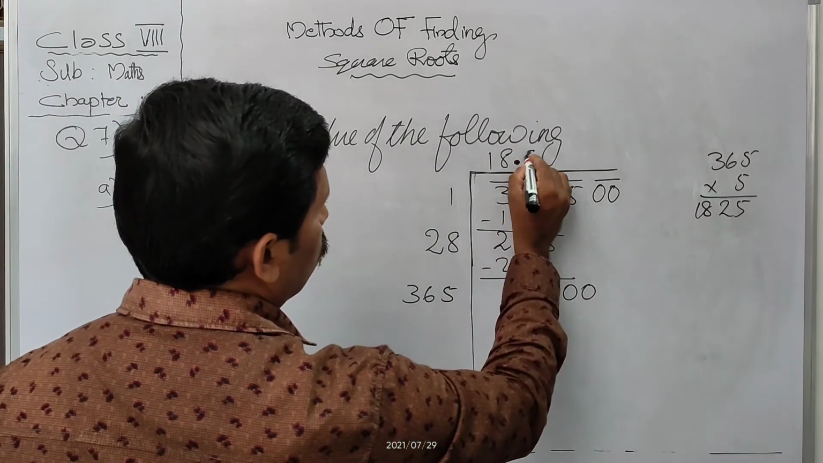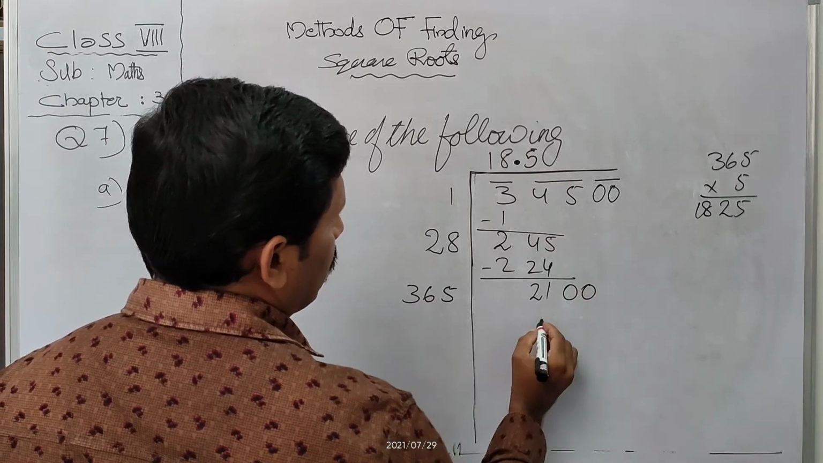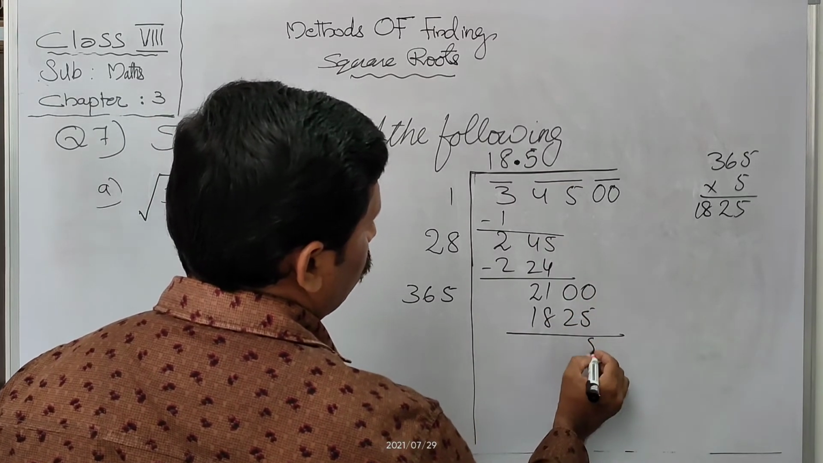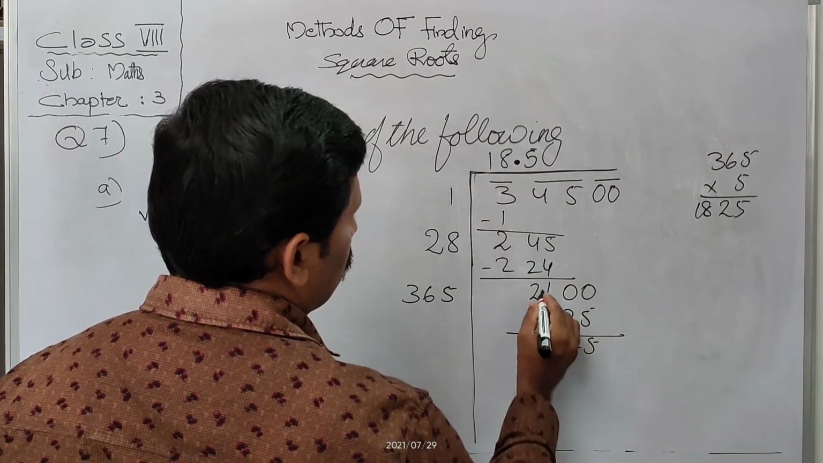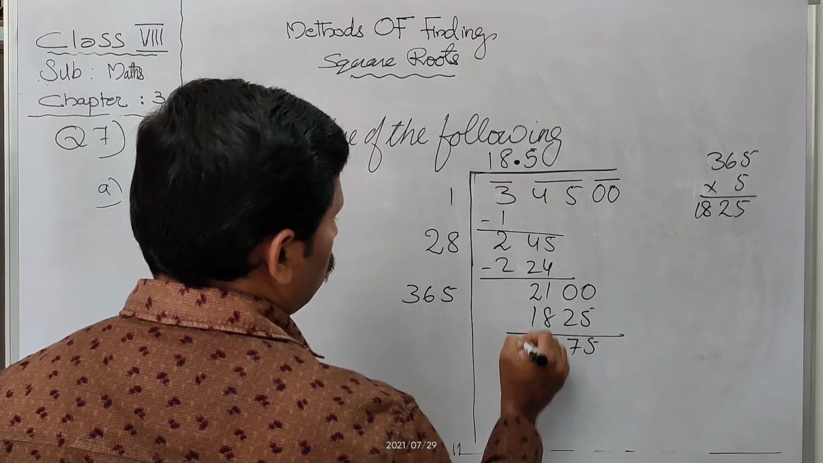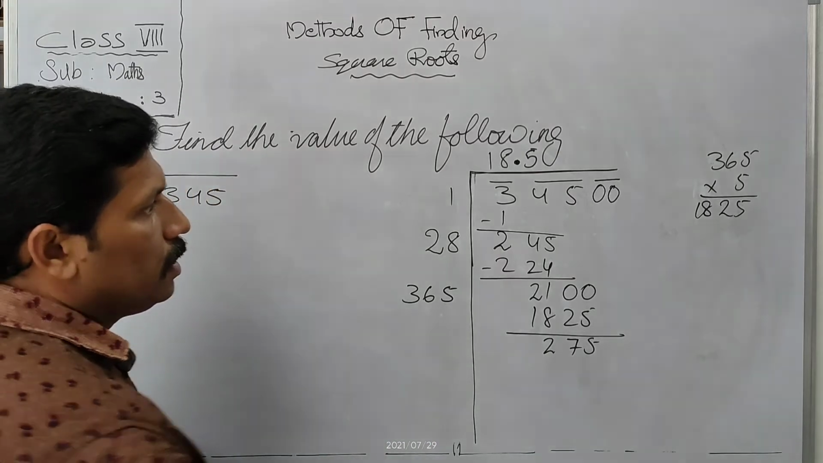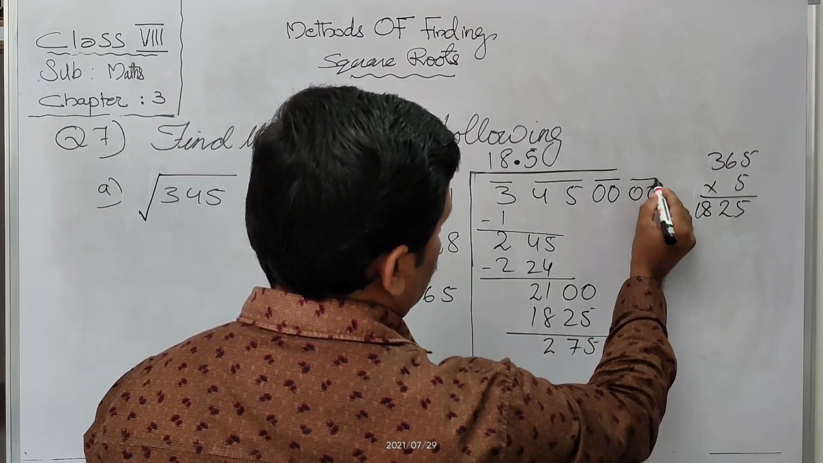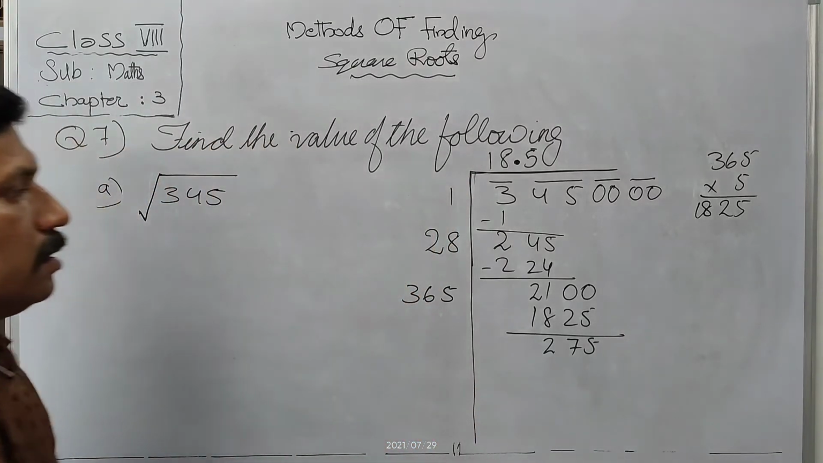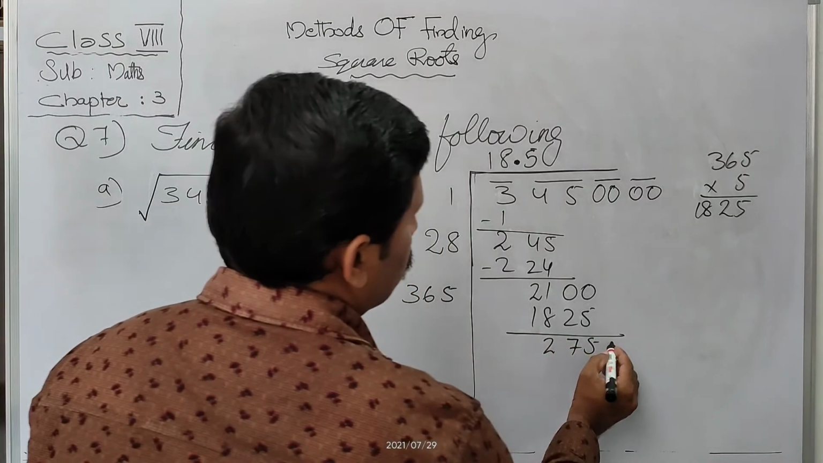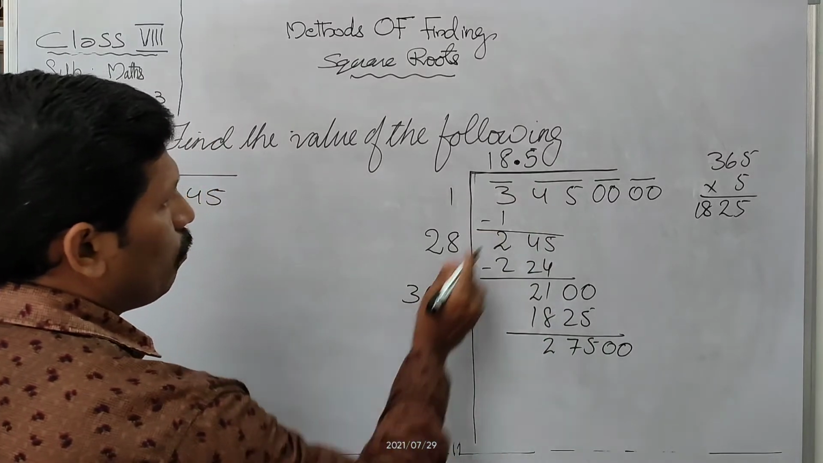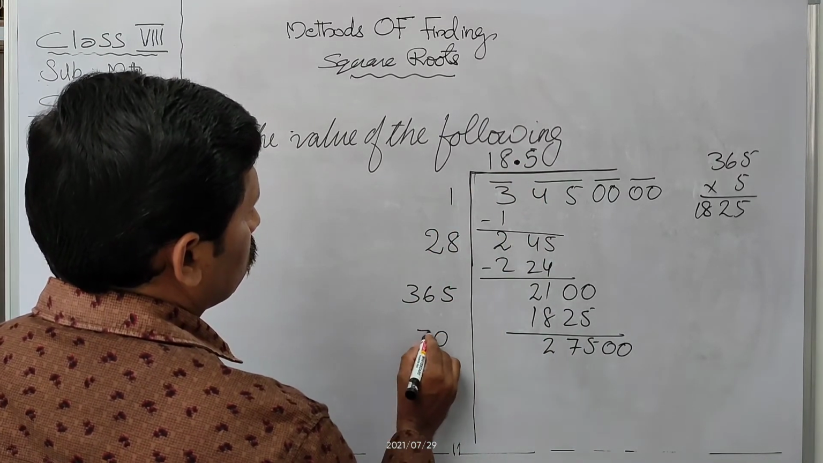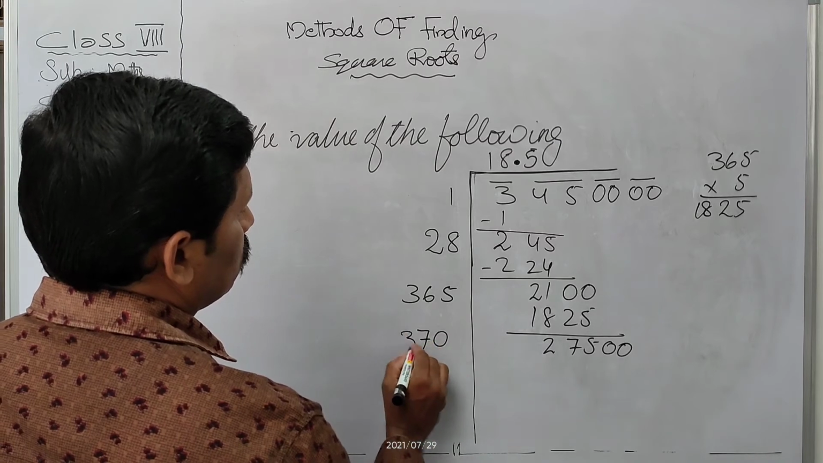So here 5, here also 5, and then we get 1825. Then 10 minus 5 is 5, 9 minus 2 is 7, and 10 minus 8 is 2, okay, 275. So then also we can continue like this, putting one more digit. Here 0 0, and then double of 185, 370.